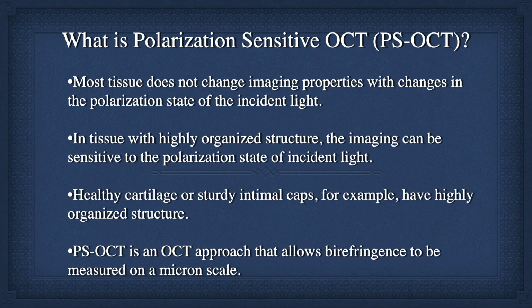In tissue with highly organized structure like collagen, then it is sensitive to the polarization state of the incident light. So healthy cartilage or sturdy intimal caps, which have highly organized collagen, we're going to demonstrate they're birefringent, and we use polarization sensitive OCT rather than straight OCT, which measures polarization sensitivity or birefringence.